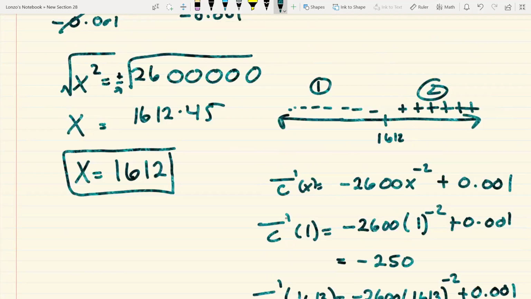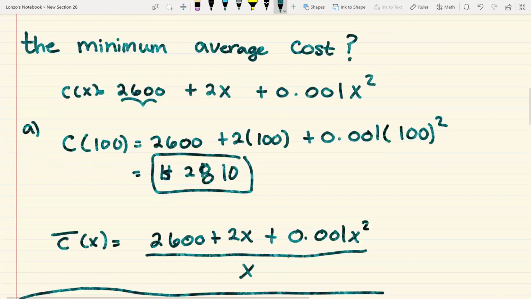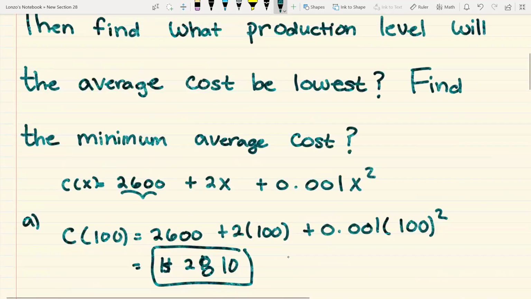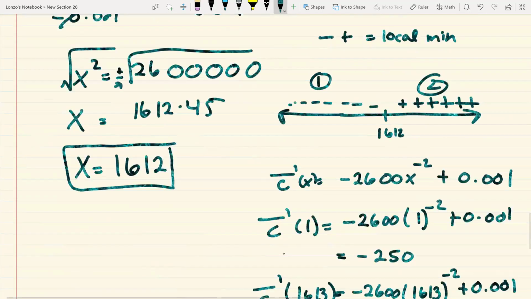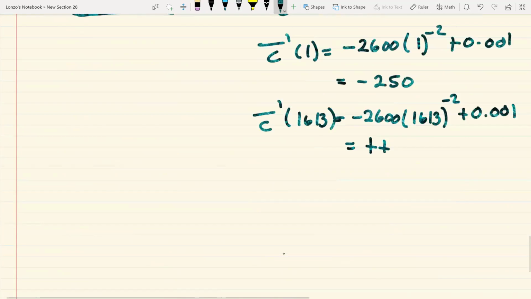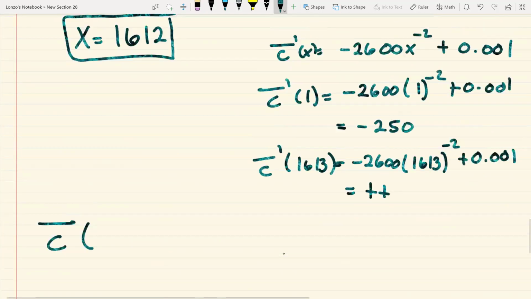So according to your sign chart, if you have a minus and a plus, do you have a local min? Okay, so this proves that the quantity x equals 1612 will produce a minimum. But the second part actually says find the minimum average cost. So I believe that is going to be a y value. How you do that is you plug the x value, 1612, into your average cost.